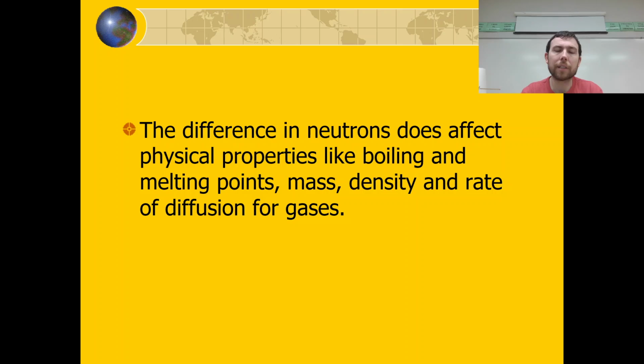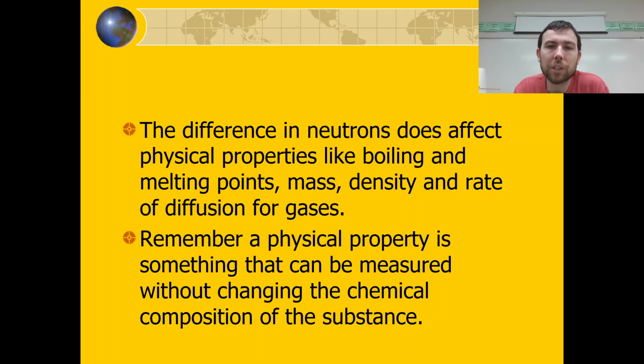Another thing to consider is that as you start to change the number of neutrons, it does affect physical properties like boiling and melting point, mass, density, and rate of diffusion for gases. Because if you're adding more mass to the substance, you're possibly creating instances where intermolecular forces can be changed. So differences in neutrons can impact physical properties, but they don't impact chemical properties. And just as a reminder, physical properties are something that can be measured without changing the chemical composition of the substance itself.